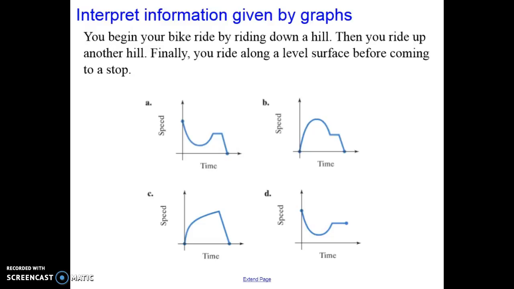Correct answer is B. You start by riding down a hill. That means you're gaining speed. That means your speed is increasing as you ride down that hill. So there, the graph is going up. Then you ride up another hill, which means you will slow down. So your speed will go down. Then you bike along a level surface. So during that time, you should probably remain at around the same speed. And then you come to a stop, which means your speed decreases until you are fully stopped at 0.